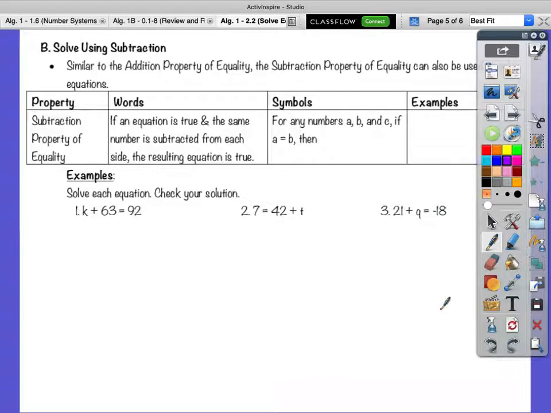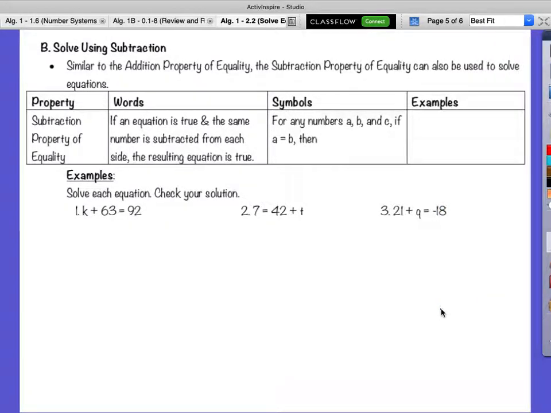Right below this, it says now we're going to solve using subtraction. Similar to the addition property of equality, where if we have a true equation and add the same thing to both sides it's still true, we have the subtraction property of equality, and we can use it to solve equations. If an equation is true and the same number is subtracted from each side, the resulting equation is still true. In symbols, for any numbers a, b, and c, if a equals b, then a minus c equals b minus c. If any number equals a number, and we subtract the same thing, c, from both sides, it's still true.